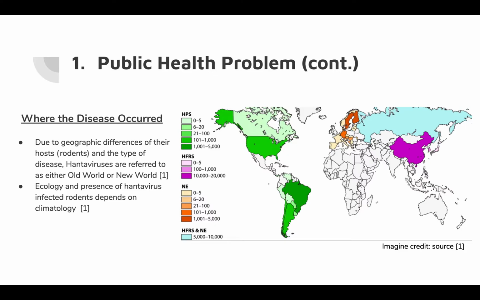Because of the geographical and symptomatic differences of the hantaviruses, the diseases are often classified as Old World or New World. For example, hantavirus pulmonary syndrome only occurs in the New World, while hemorrhagic fever with renal syndrome occurs in the Old World. Scientists have also discovered that the presence of hantavirus vectors depends on climatology. On the right is a colored chart showing the distribution of hantaviruses throughout the Old and New Worlds.